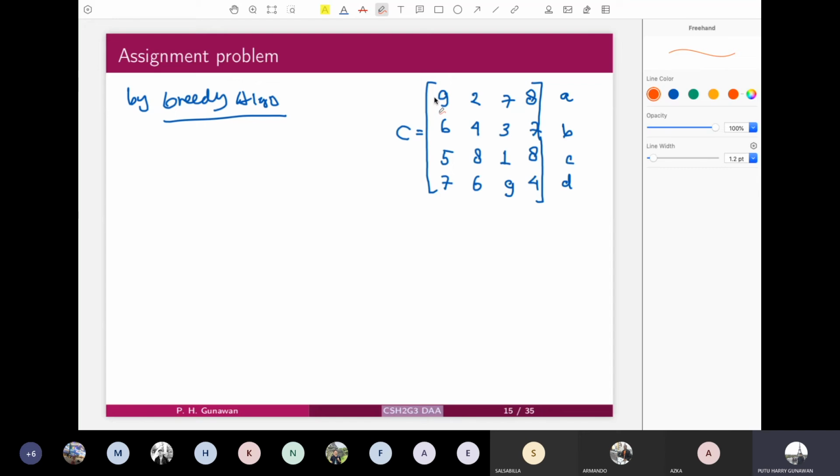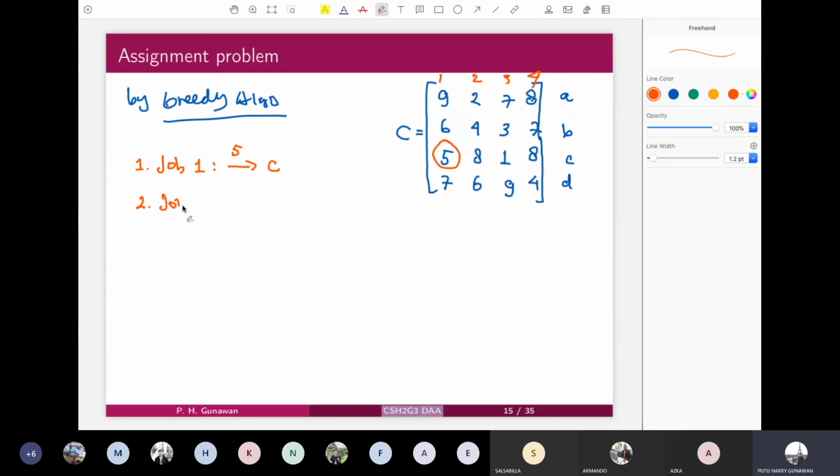So first you pick job one. See, this is job one, 2, 3, 4, right? At job one, which one is the minimum cost? Of course you will find 5, right? This is the smallest, and it belongs to person C. So job one belongs to person C, which is 5, cost 5, right?